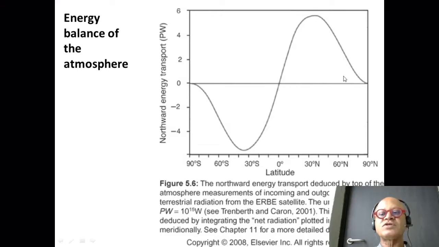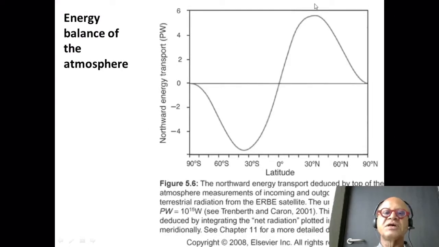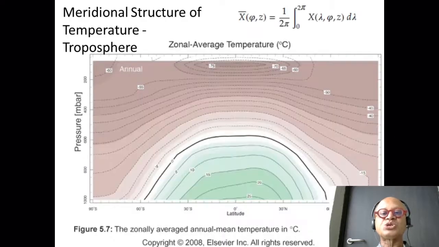Here it's positive towards the North Pole. Here it's negative because it's in the opposite direction, but it's towards the South Pole. So we're moving energy from the area of excess energy in here towards the poles. That's about 6 petawatt in both hemispheres. So there is essentially energy divergence from the latitudes which are receiving excess energy. A petawatt is 10 to the 15 watt, which is a common unit when you have energies at these large numbers.